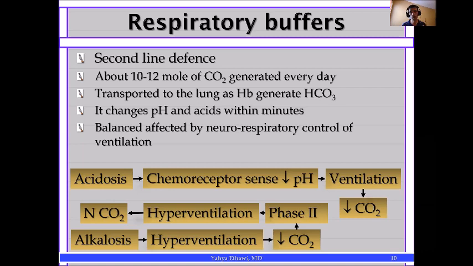And when it reaches the lung, as a gas, it will be exhaled and removed. But also, it can combine with water and generate carbonic acid. So therefore, the pH with the respiratory status can change within minutes.